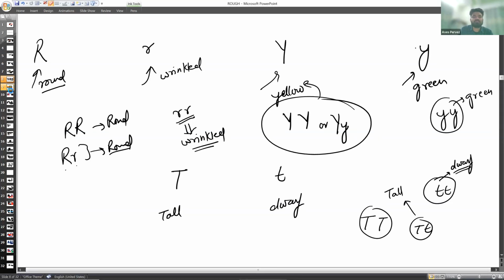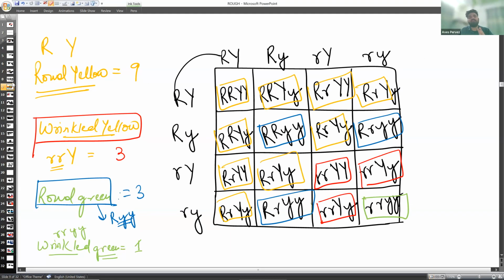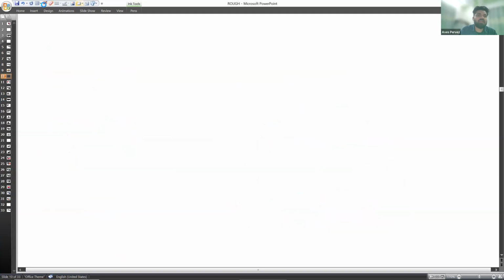Okay. Next is, now how do we get this one. This is very important, we need to understand how we are going to get this value, and how we are going to get this one in the actual form, that is, how we are getting 9 round yellow, 3 wrinkled green, 3 round green, and 3 wrinkled yellow. So how we are able to get this one, let me explain to you.